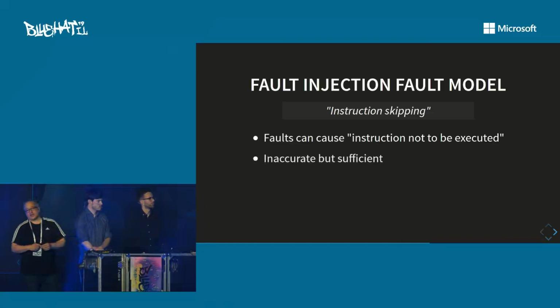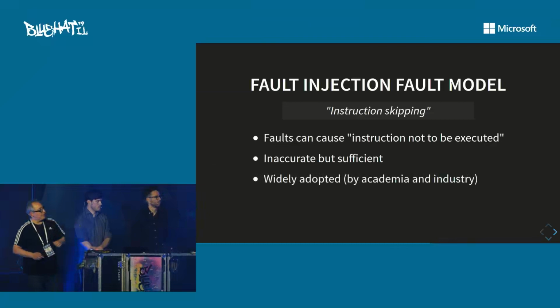Actually, we know this is inaccurate. From a physics point of view and from a computing system point of view, we really know it's inaccurate, because it's very likely that instructions are actually modified or corrupted while, for example, they are being fetched from the memory towards the main CPU. This is inaccurate, but it's sufficient because it models the behavior of the chip. So it's actually a behavioral model rather than an accurate physics model of what happens.